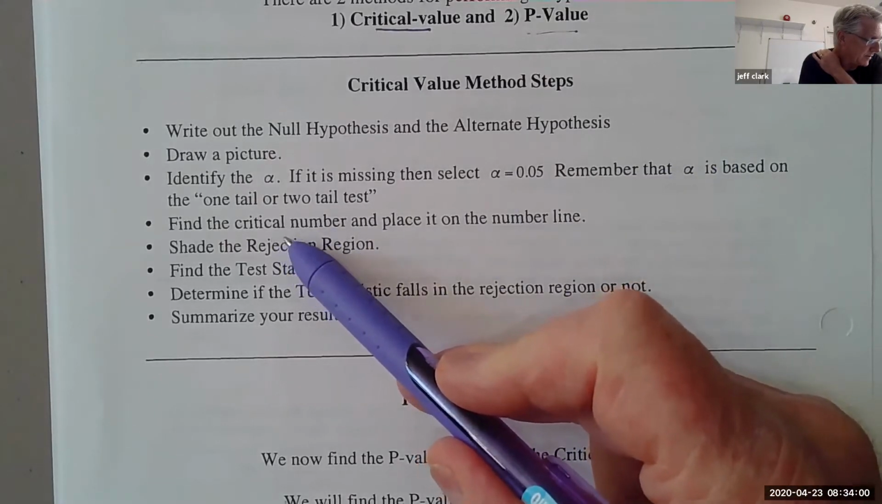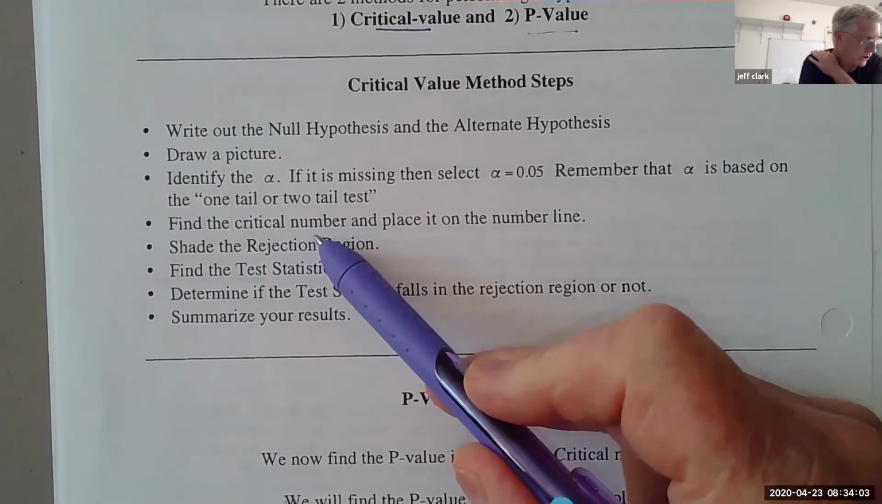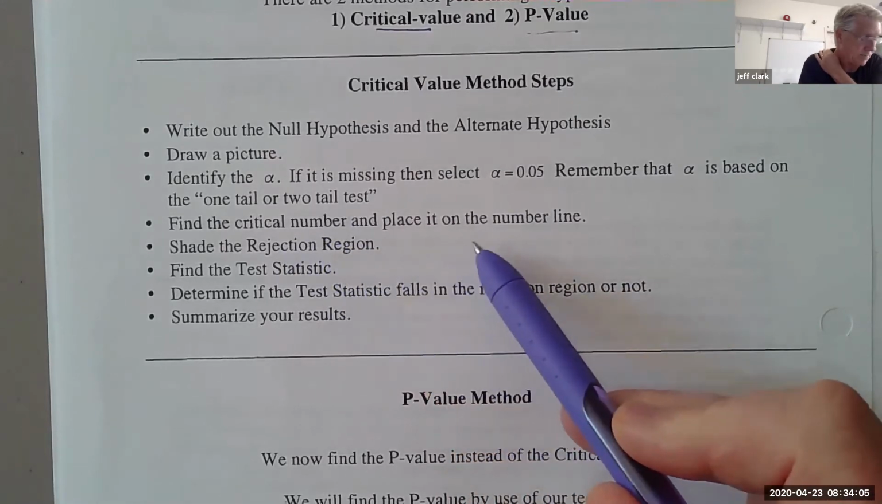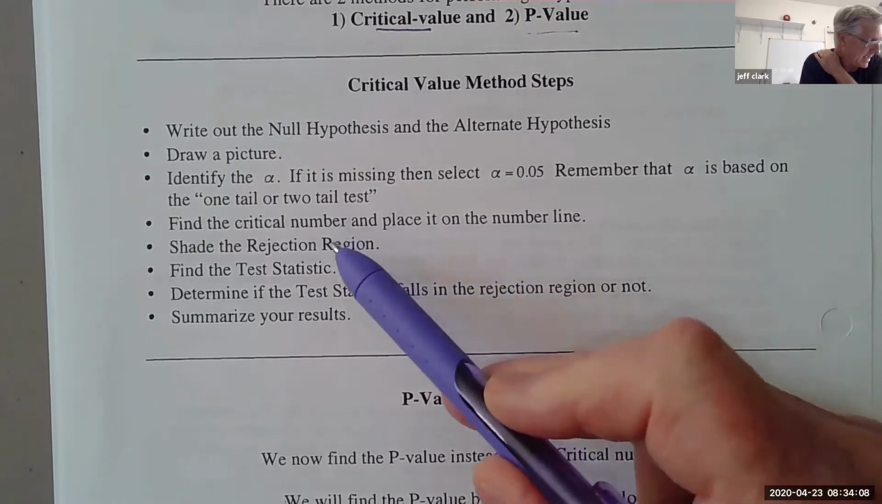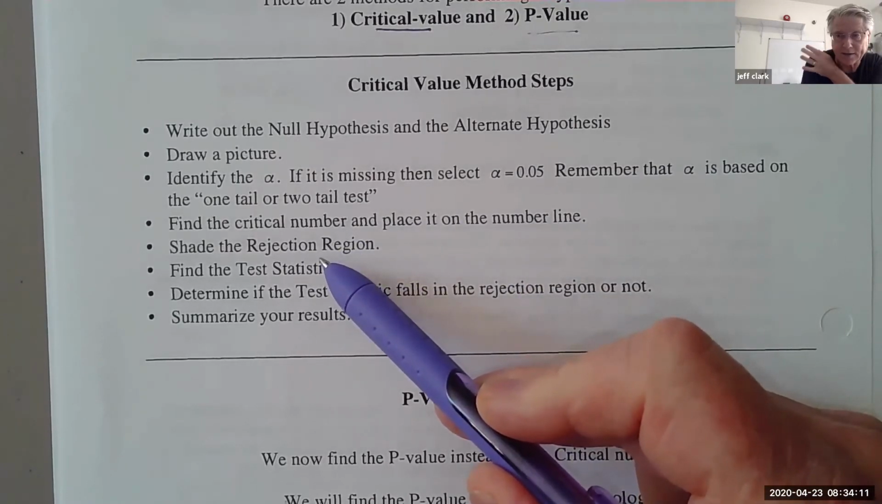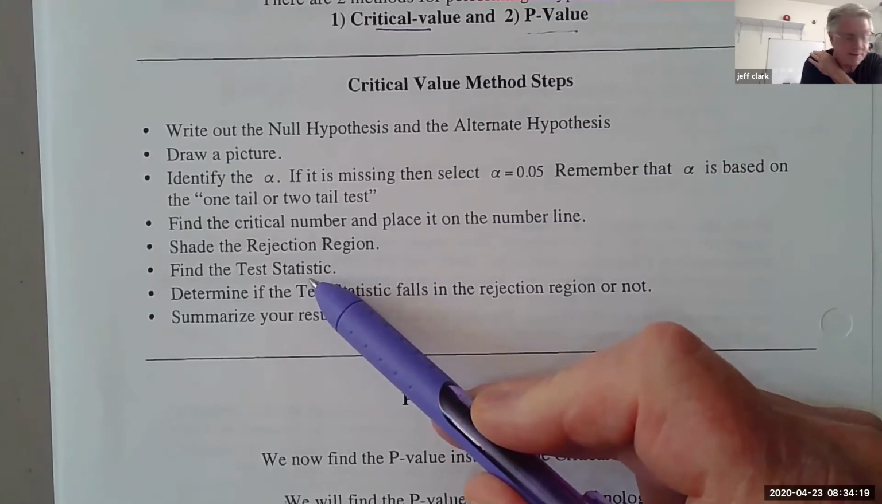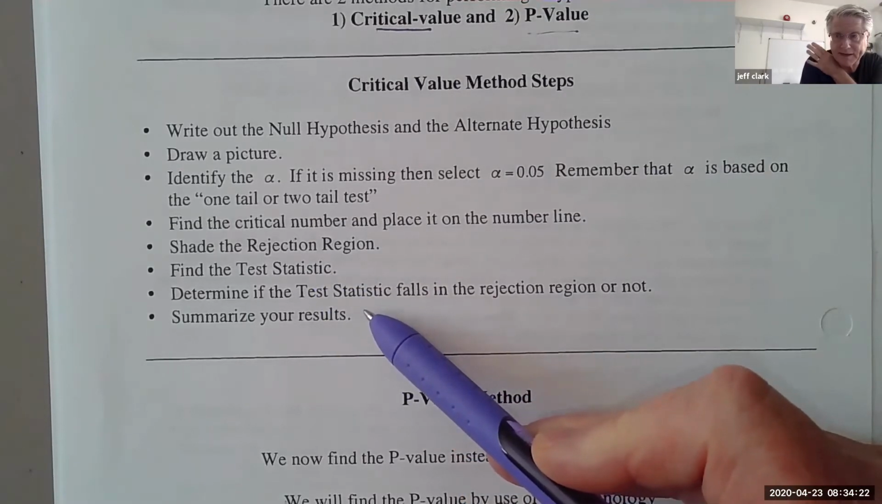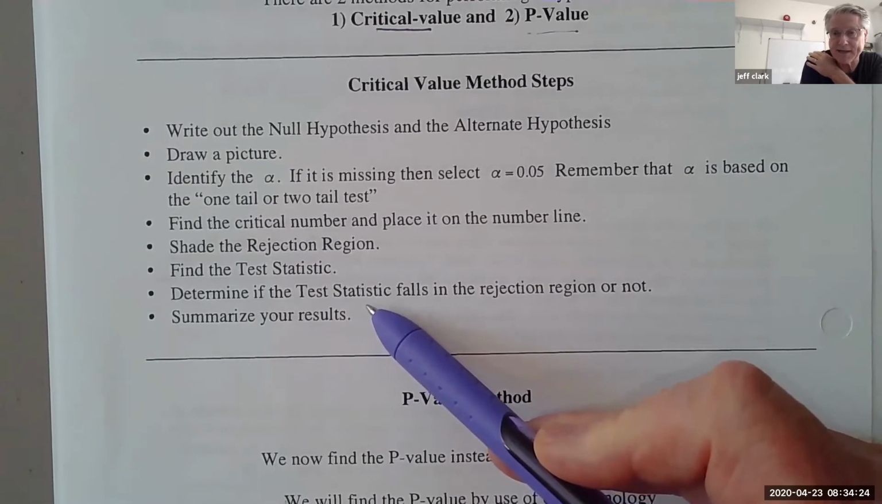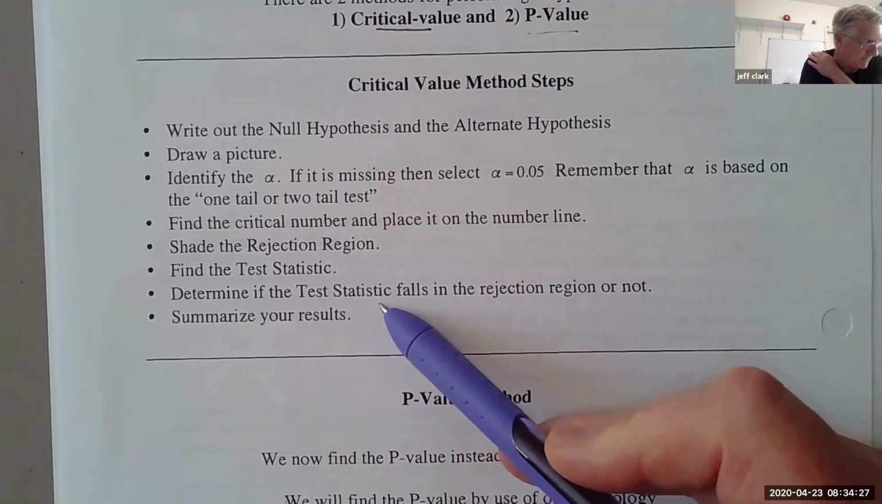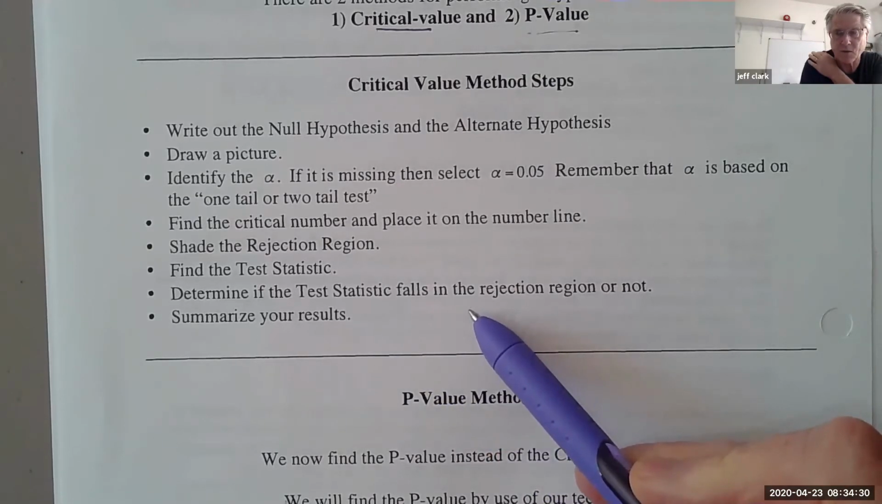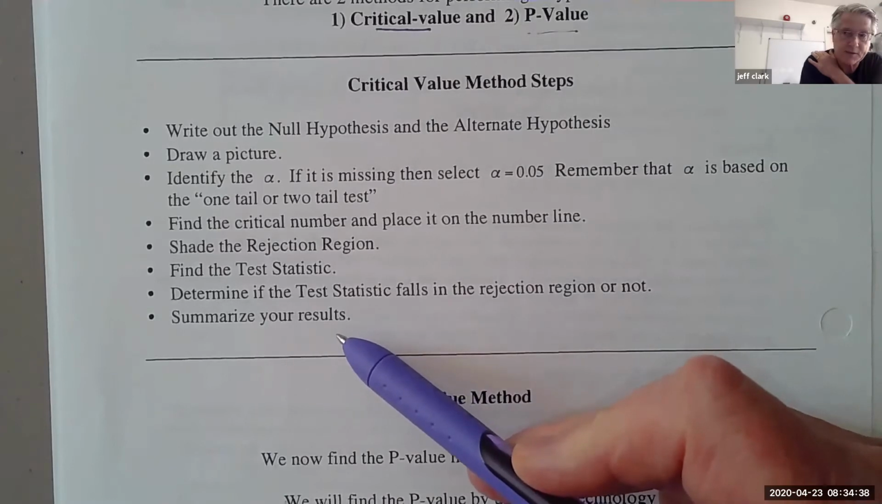For the critical value, we're going to find a critical number, which I'm going to show you how to find, and we're going to place that on a number line. We're going to shade some kind of area, called the rejection region. We're also going to find a test statistic. You take an observation and see if that test statistic, this number, sits in the shaded region or doesn't. The shaded region is rejection. Unshaded regions don't reject. And then at the end, we're going to summarize our results.